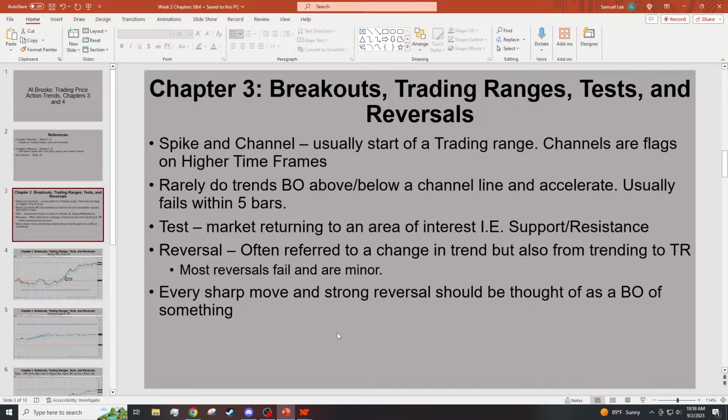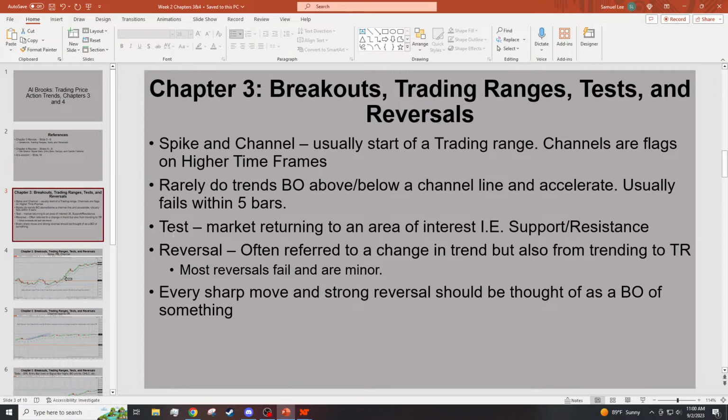And Al's talking about essentially spiking channels, and he gives a few nuggets here, like rarely do trends break out above or below a channel line and accelerate. I talk about this all the time when we live trade. Channels are flags on higher time frames.